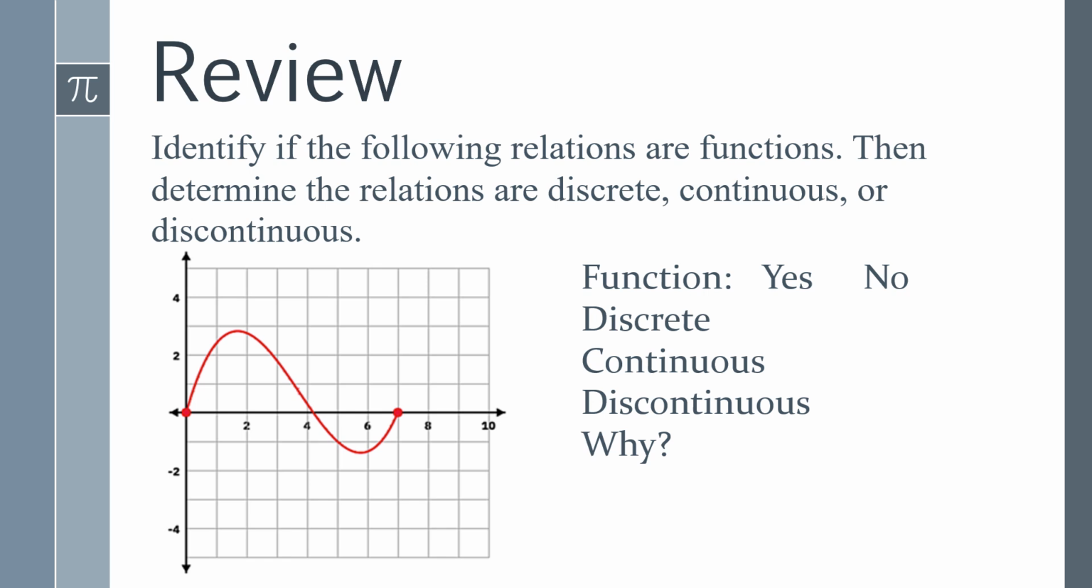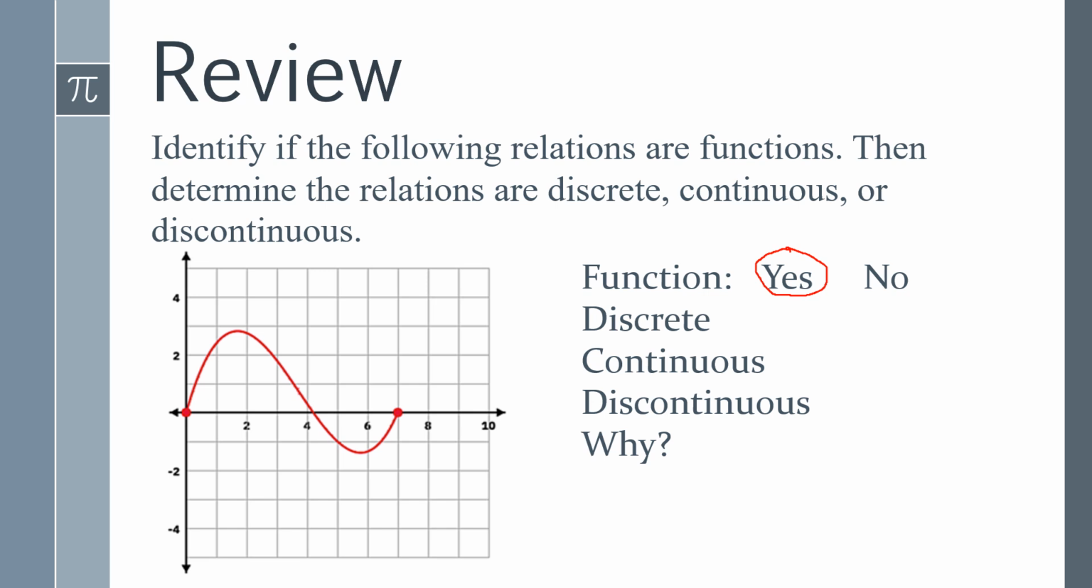All right, so first of all, these are functions because for every x value, there's only one y value. So we would consider this a function. Now, it's not discrete because it's not a bunch of dots just on the graph, okay? But is it continuous? And is it discontinuous?